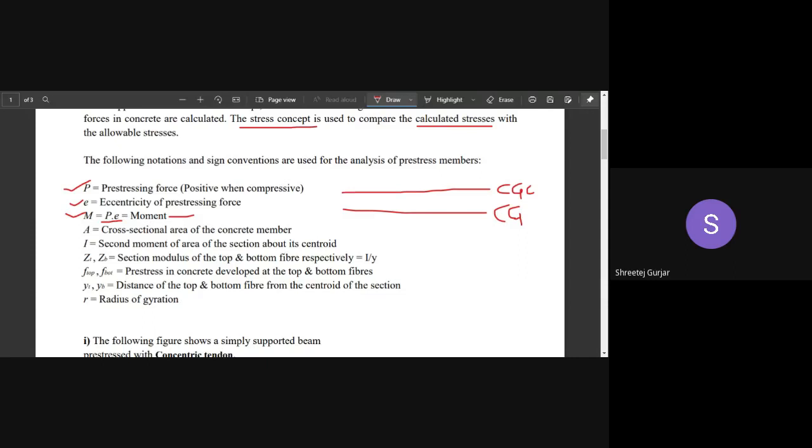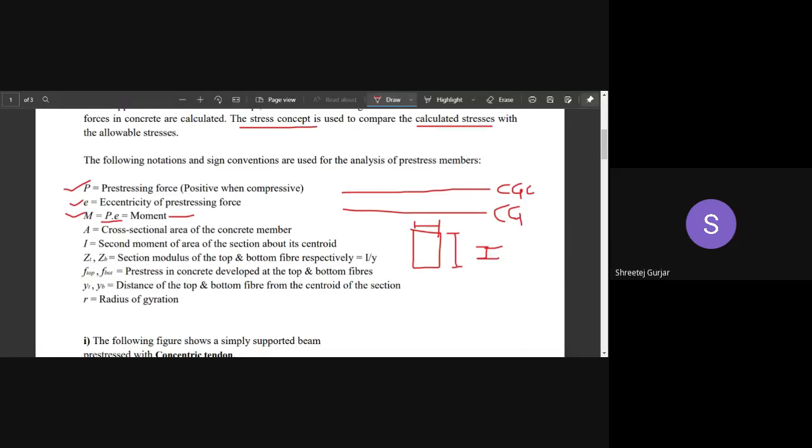Next, capital I, that is your second moment of inertia, or moment of inertia, what we call MOI. So that is your capital I. For a rectangular section, the moment of inertia I is equal to b d cube by 12. It is b, that is this distance b, into your depth d cube divided by 12. You must be knowing this, the basic thing. So remember this.